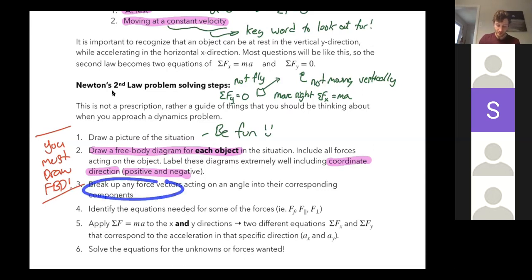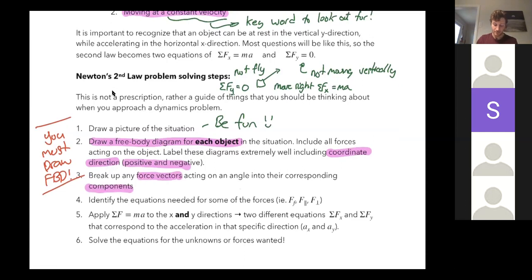Break up any force vectors into its components. Fantastic. Vector components, we're fantastic at that. You might need some different equations. We're going to see this a little bit later, and it will make sense then. But you might be using forces like the force of friction that has a different equation, so you might need to pull that in.